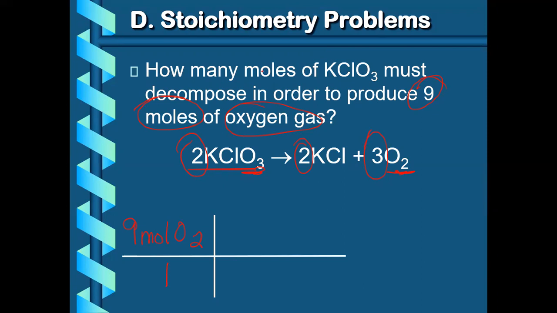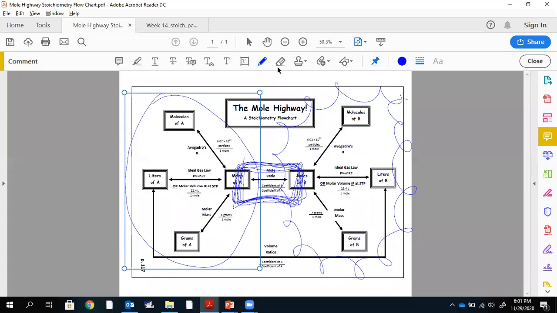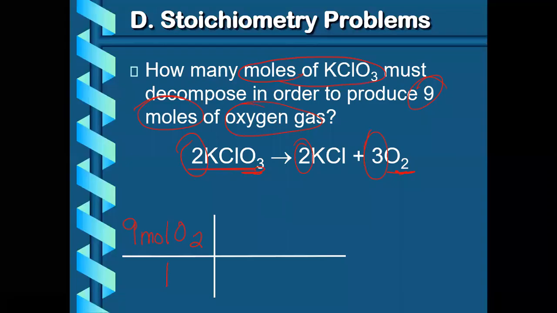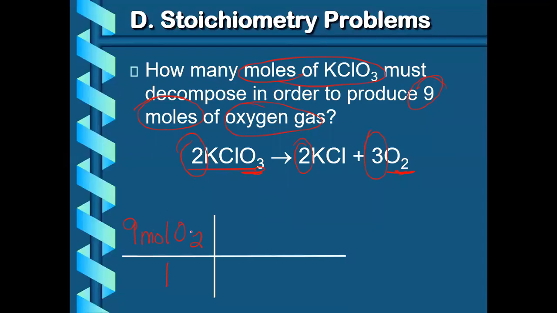So I start with the number that they're giving me. I need to figure out where I'm trying to get to. I'm trying to get to moles of KClO3. If I look at my mole highway, I am starting off with moles, and I'm trying to get to moles of a different chemical. So this is going to be a one-step stoichiometry. All I need to use is my coefficients and that mole ratio to get me there. Just like before, if I've got moles of O2 up top, I need moles of O2 on the bottom of my conversion so that those units can cancel. And I'm trying to get to moles of KClO3.